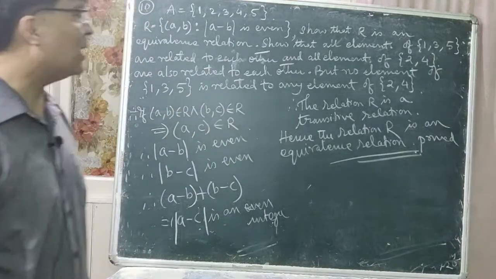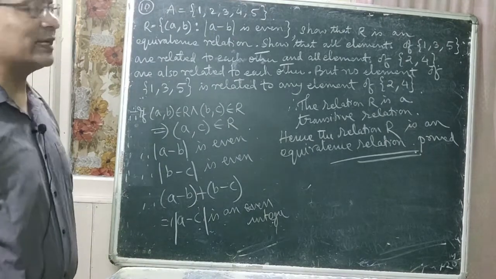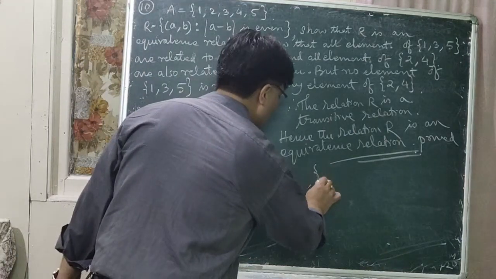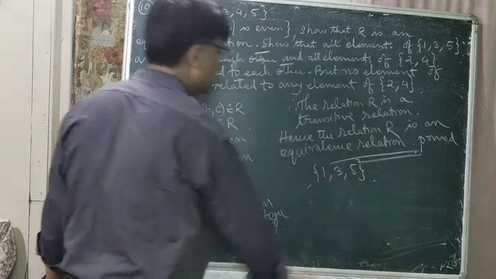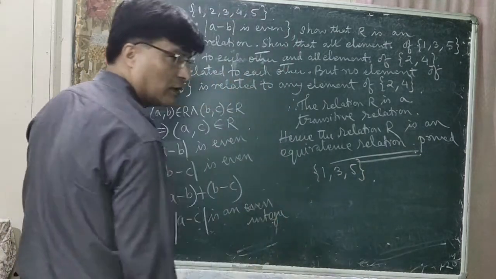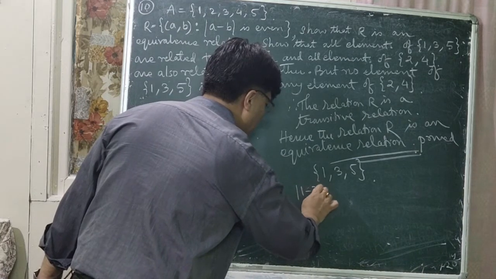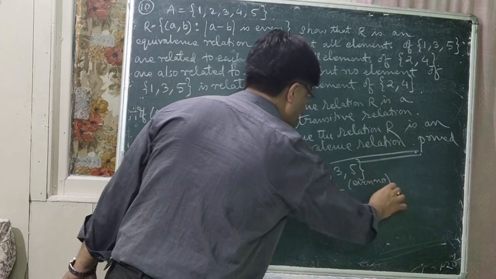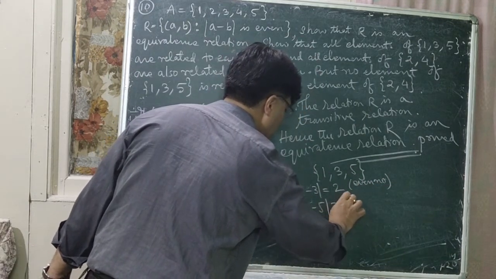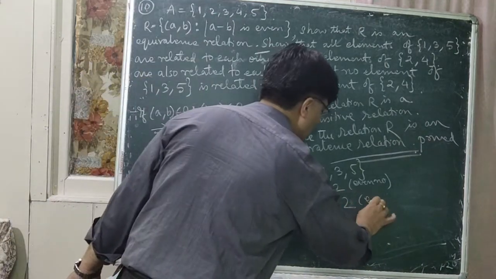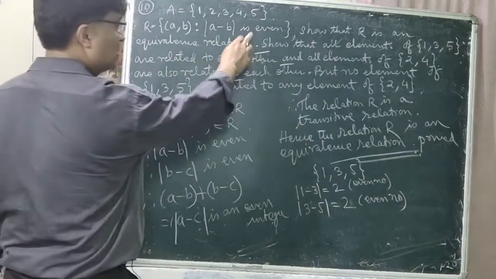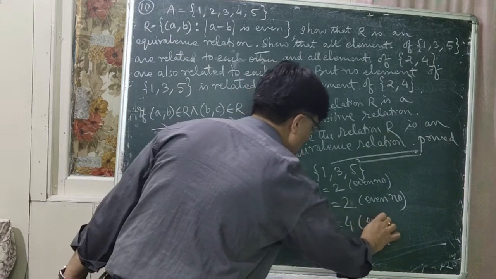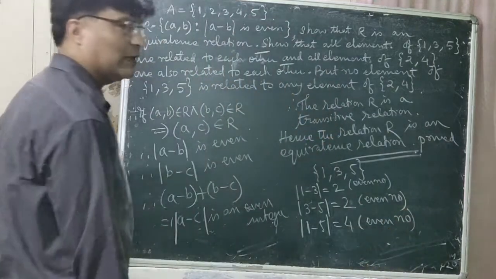Now we have to show that all elements of the set {1, 3, 5} are related to each other. So |1 - 3| is equal to 2, which is an even number. |3 - 5| is also 2, that is also an even number. We can write 1 minus 5 also, which is equal to 4, that is also an even number.